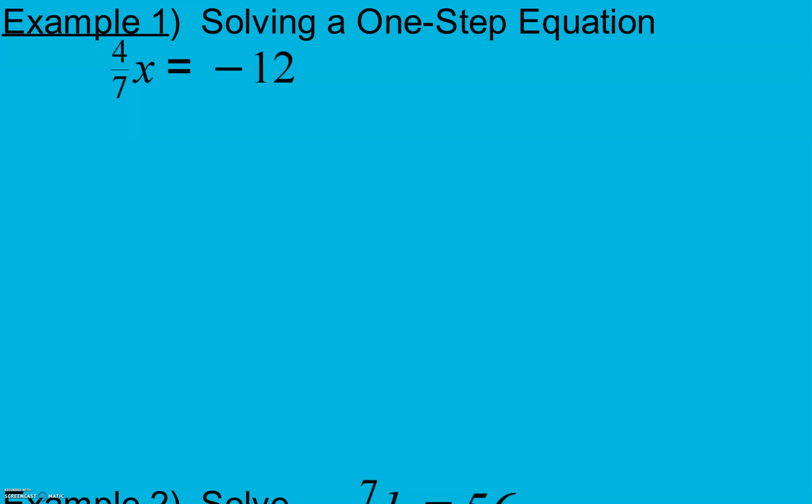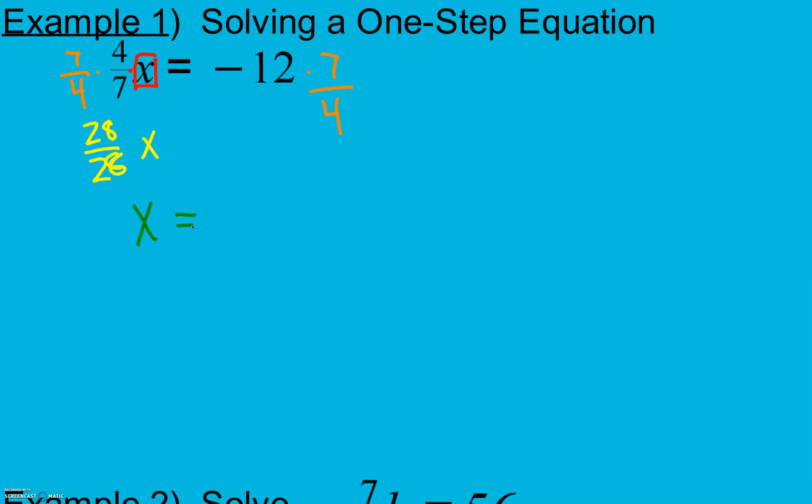In example 1, it wants us to solve. Right now x is being multiplied, so usually we would divide. But here, since it's being multiplied by a fraction, instead of dividing, we multiply both sides by its reciprocal, its multiplicative inverse. What this gives me is 28 over 28 times x, which is just x, 1 times x.